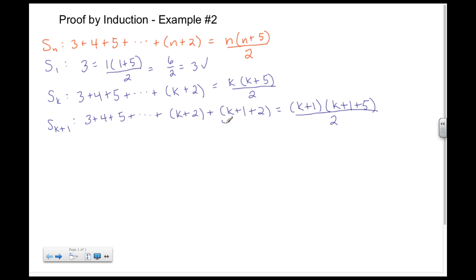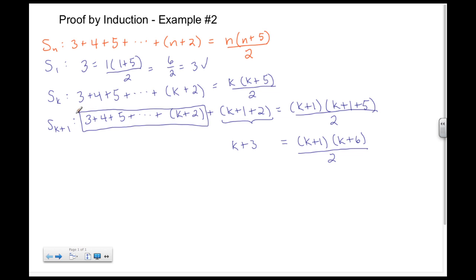Now I need to resolve or simplify where I can. K plus 1 plus 2 actually turns into k plus 3. Then here to the right, I keep the k plus 1 factor, and then k plus 1 plus 5 turns into k plus 6, and my denominator stays as a 2. Next thing to notice here is that this part of the series matches exactly S sub k, which is defined above it. So we can rewrite S sub k as this shorter expression: k times the quantity k plus 5, divided by 2.